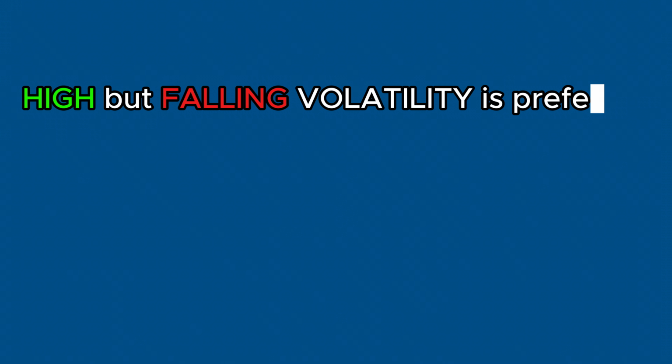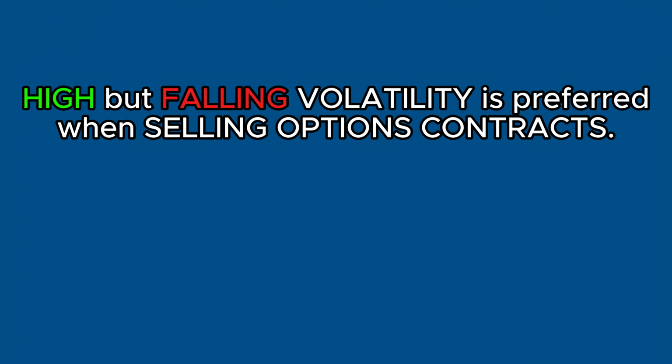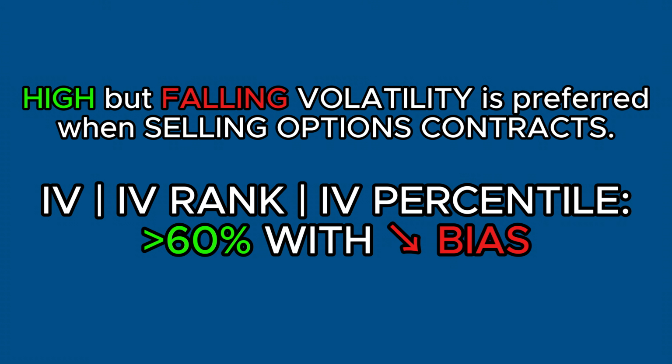For short option strategies like covered calls or cash-secured puts, higher but falling IV usually works best. That means IV rank and percentile above 60 or 70%, as these trade setups have the potential for richer premiums, and the falling IV will eat away at the option values, allowing you to buy them back for cheap or let them expire worthless. And these ideal volatility scenarios extend to more complex trading strategies.